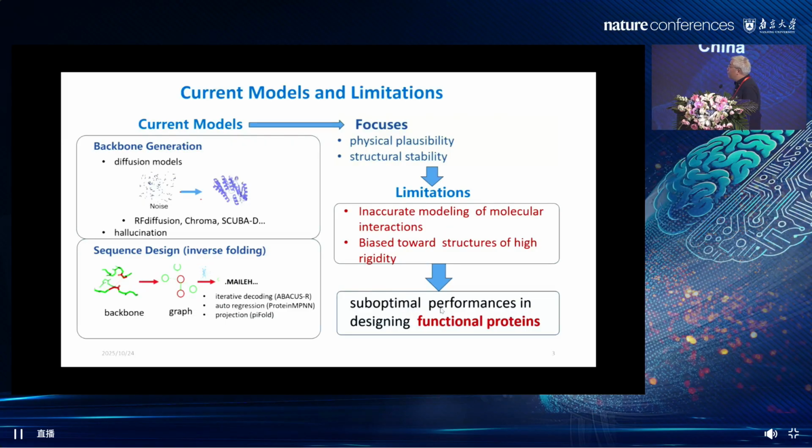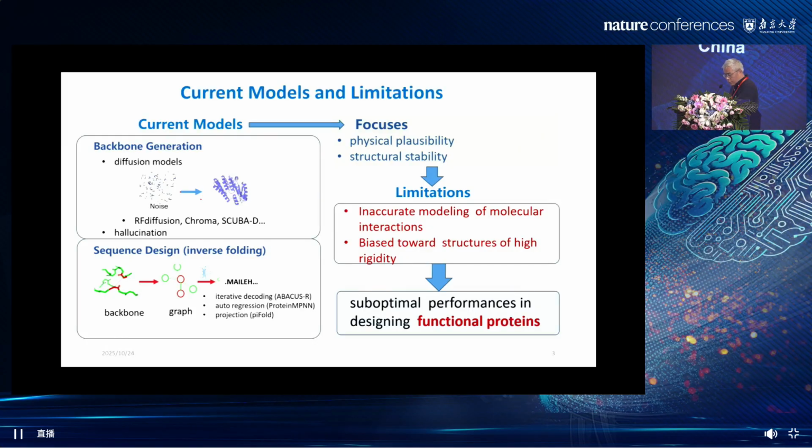The current models for backbone generation, the most successful ones are diffusion models, and also hallucination. And also for the sequence design, it's mostly based on graph networks to encode the three-dimensional environment of the backbone and then decode it to residue types. You can do it either iteratively or through autoregression or projection.